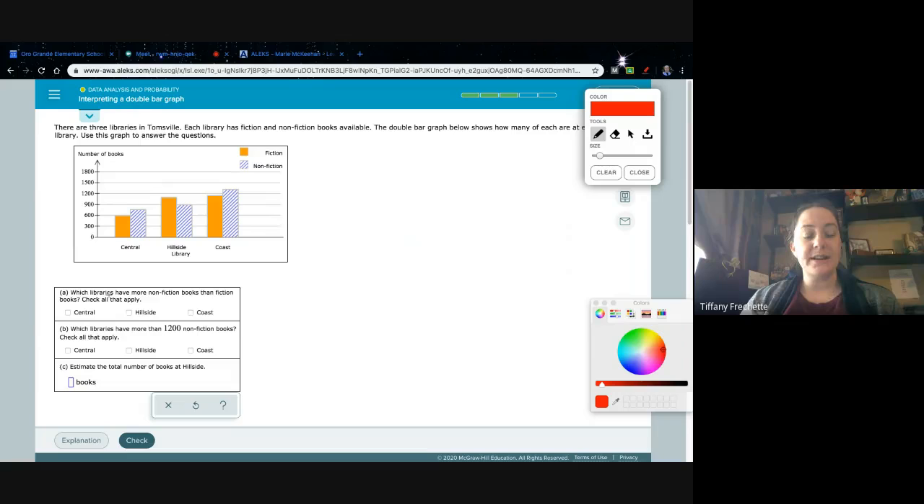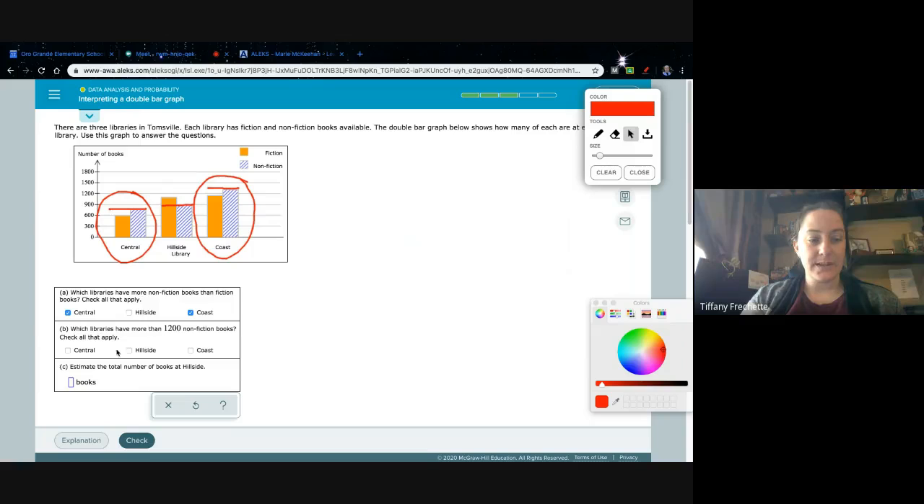All right, which libraries have more nonfiction books than fiction books? So we want more nonfiction, which is the striped bar, than fiction. So this one works because this bar is higher. This one does not work because it goes right through the orange bar. And Coast works because the striped bar is taller than the orange bar. So we have 2 on that one. We have Central and Coast.